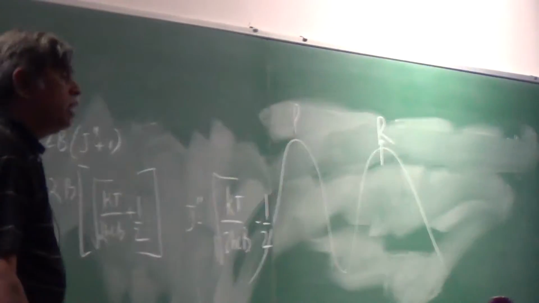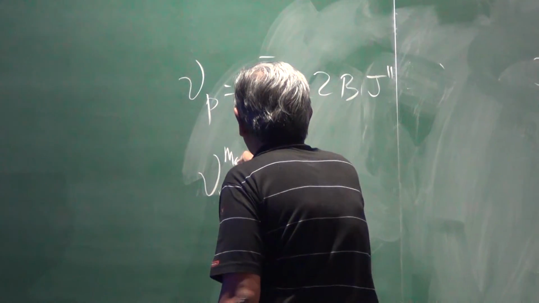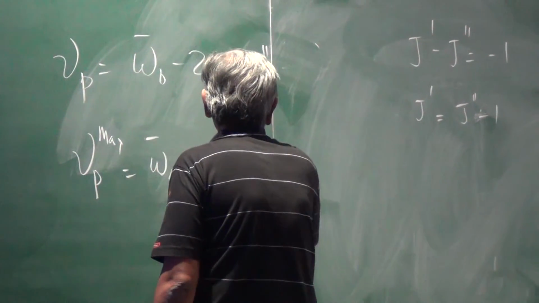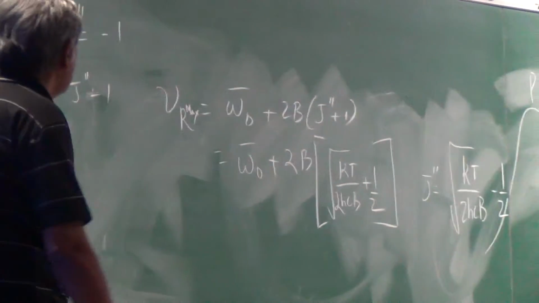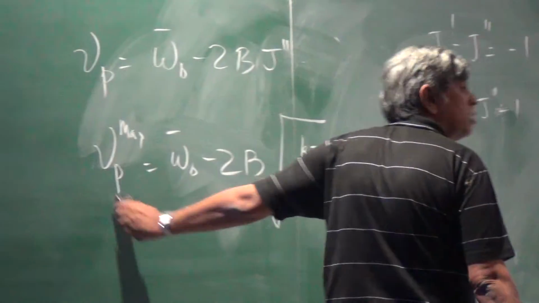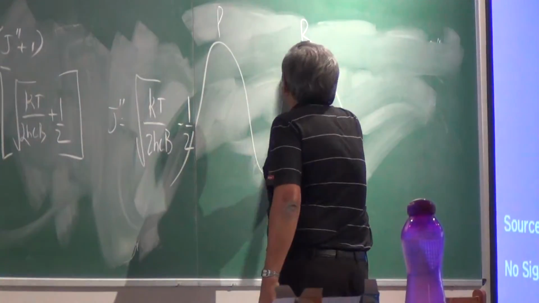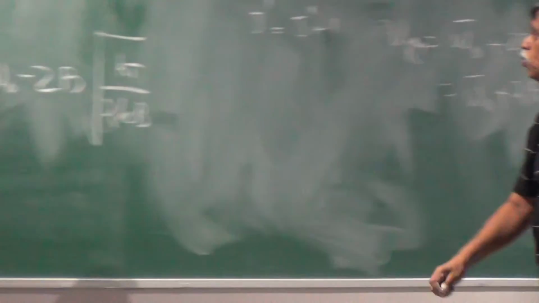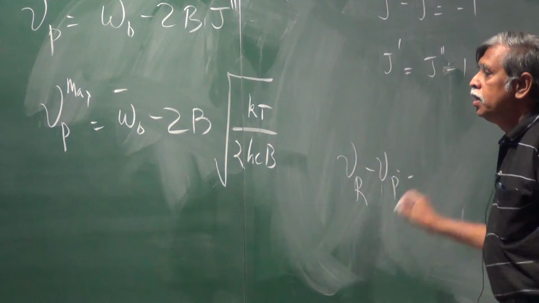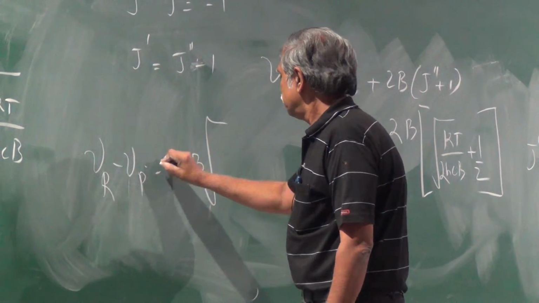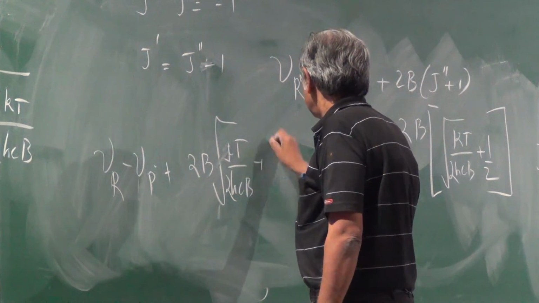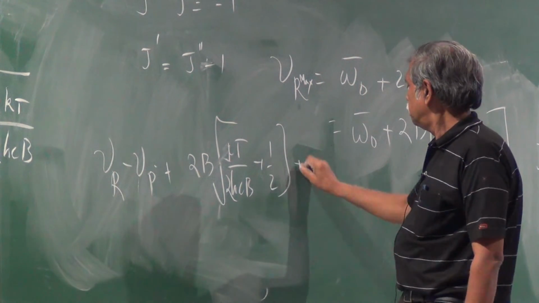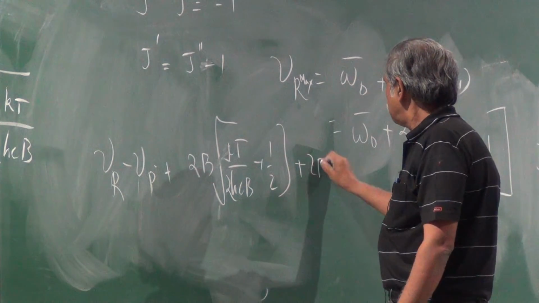It's that. And what is the new P max equal to? Minus 2B root of kT by 2hcB. Right. So now, this minus this is going to be the measured difference between this and this, which is experimentally measured. And therefore, when I do that, what happens? New R minus new P, this would go away, and therefore I'm going to have this 2B root of kT by hcB plus half. Plus and minus will become plus and I do the subtraction. Therefore I have 2B root of kT by 2hcB.